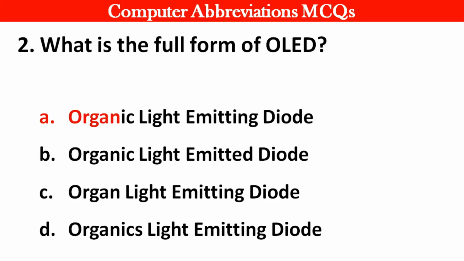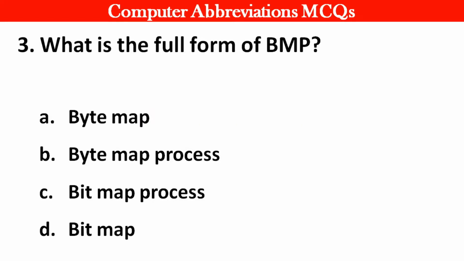Next question, what is the full form of OLED? Right answer is option A, Organic Light Emitting Diode. Next question. What is the full form of BMP? Right answer is option D, bitmap.